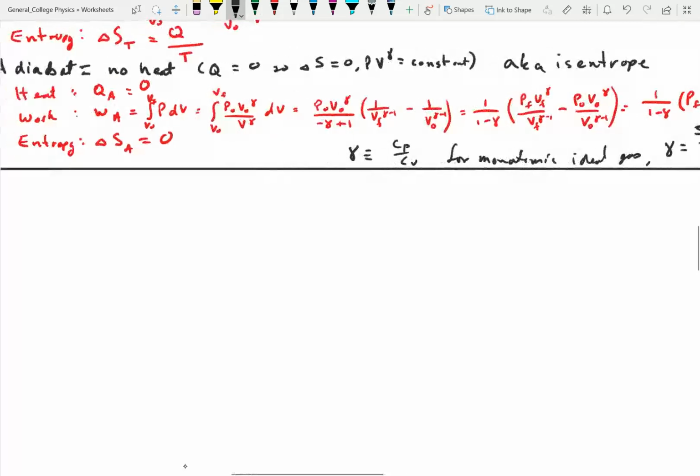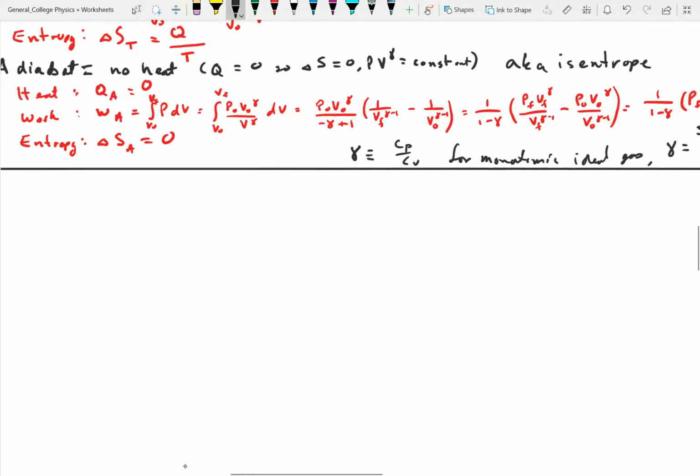Okay, and so then to calculate the work, it's again the integral of P dV, but now I use this pressure times volume to the gamma is equal to constant. And so pressure volume to the gamma is equal to pressure initial volume initial to the gamma. Solve that for pressure by dividing by volume to the gamma. And so pressure is pressure initial volume initial to the gamma over volume to the gamma.